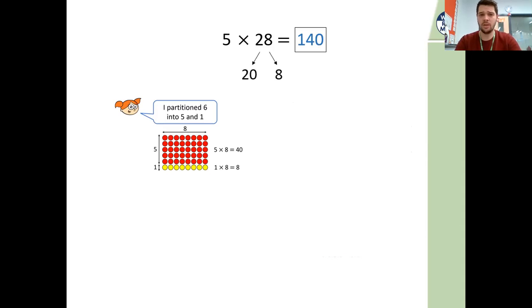So what we could do, we could use the partitioning method. We could do 5 times 20 and then 5 times 8. So 5 times 20 is 100, 20, 40, 60, 80, 100. And 5 times 8 is 40. 100 plus 40, 140. Shown there.